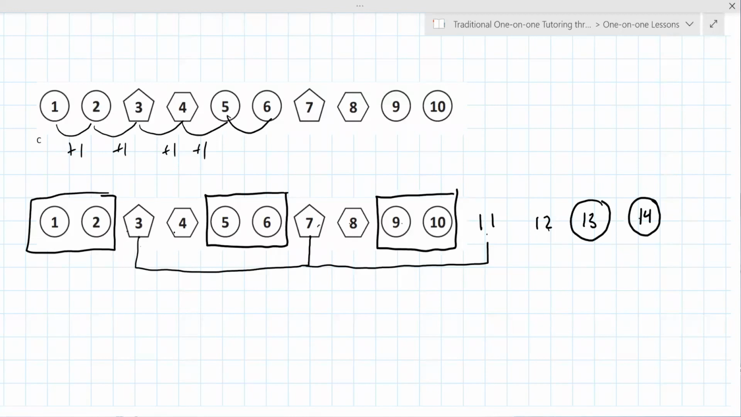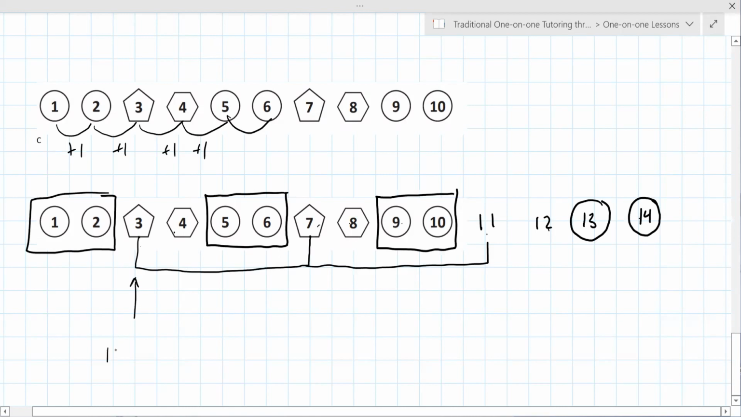Okay, so what is the shape of 3? I've said it a couple of times here. 3 is a pentagon. 7 is a pentagon. What should 11 be? A pentagon. A pentagon has 5 sides. Okay, how about 12?